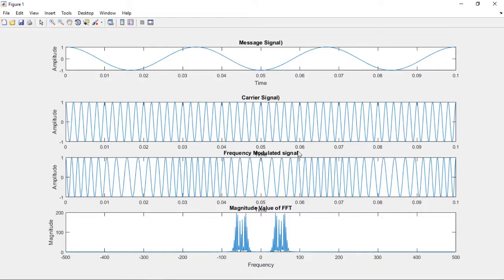So we are going for frequency modulation. Frequency modulation is a process in which the frequency of the carrier is varied in accordance with the message signal. That means if the message amplitude is decreasing, as you observe here, the carrier frequency also decreases. Carrier frequency decreasing means the cycle duration is increasing. When the cycle duration increases, the carrier frequency decreases.